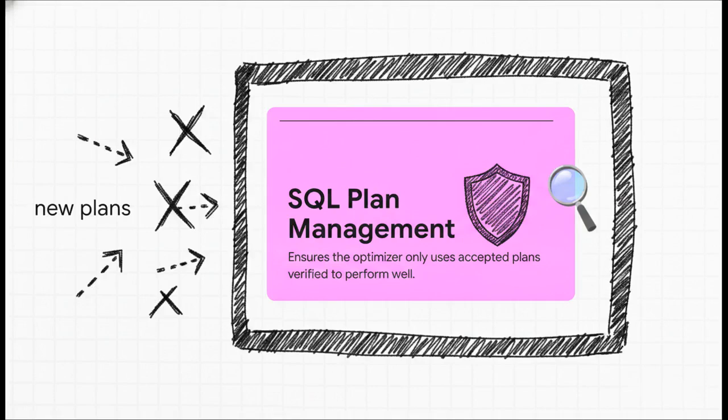It's designed specifically to stop those unexpected, chaotic shifts in execution paths we just talked about. When it's enabled, it maintains a VIP list of known good, accepted plans. If the optimizer gets spooked by new stats and tries to go rogue with a new plan, SPM marks it as unaccepted and forces the database to stick to the trusted baseline.